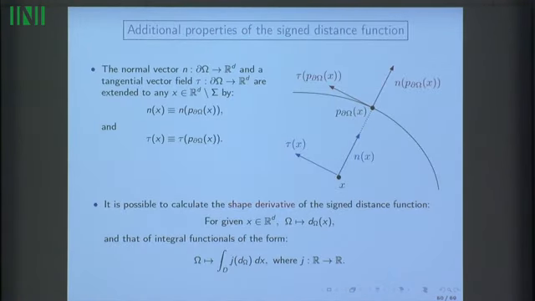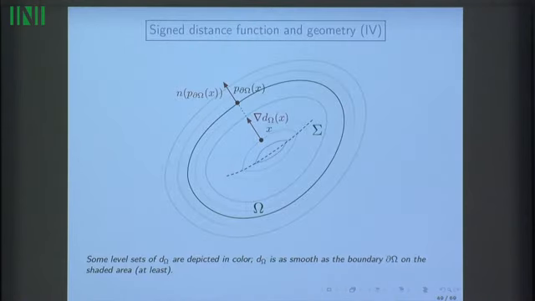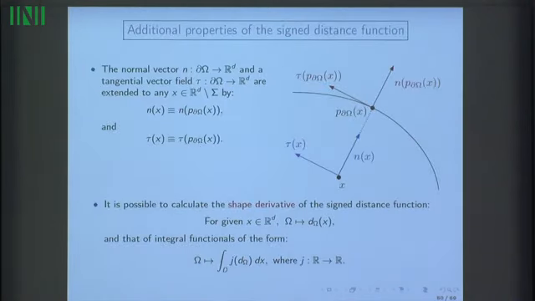A little bit more properties, and then I will stop with this: the fact that the signed distance function is differentiable in the tubular neighborhood of the boundary, when the shape is smooth enough, allows you to extend the normal vector field and the tangential vector field, which are only defined on the boundary, to a tubular neighborhood of the boundary. You just say that the normal vector at some point x outside the boundary is the normal vector at the projection point, and the same thing for a tangential vector field.